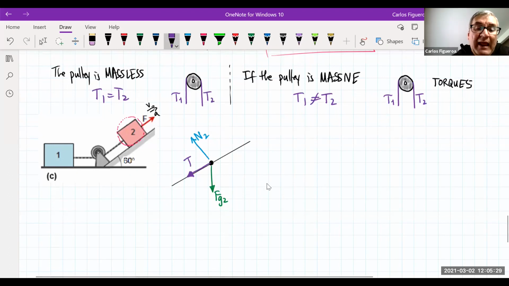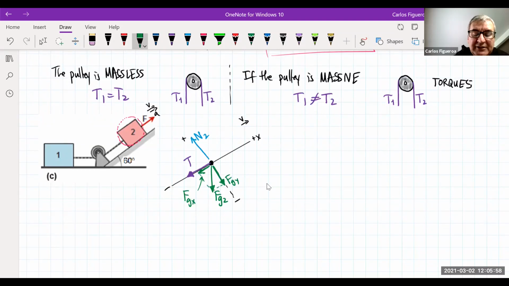Now, before I draw in F, I'm going to do something that I probably shouldn't do, but check this out. I'm going to set my coordinate system. Why is that the positive direction? Because the velocity is in that direction. So I have my negative sign. Now look at my green force. What do I got to do? I'm going to project it. There's F of gy. Then I'm going to project green. And that guy is FGX.